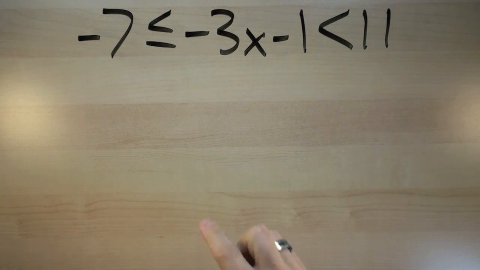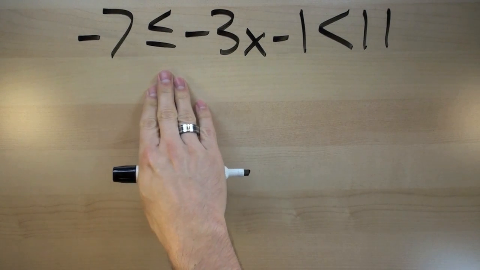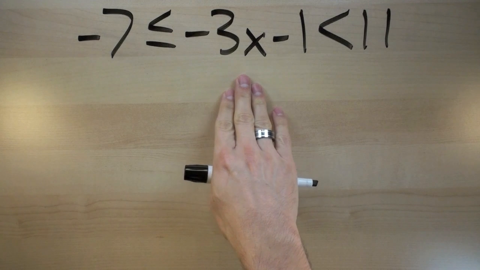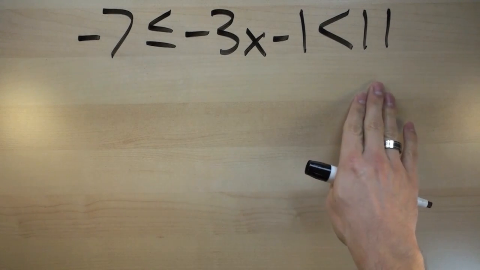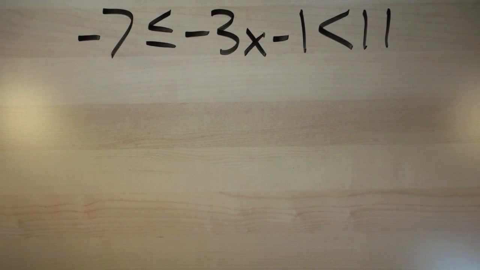Let's solve the compound inequality. -7 is less than or equal to -3x minus 1, which is less than 11. So what we have to remember is anytime we perform an operation in any part of this inequality, we have to perform the same operation on all three parts of the inequality. So to start off, let's add 1 to all three parts.